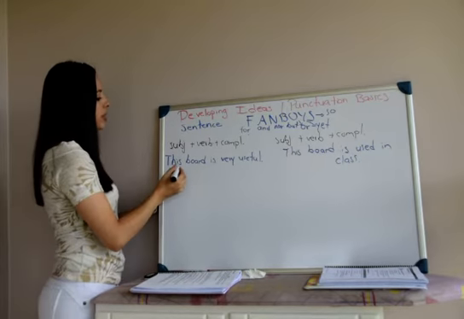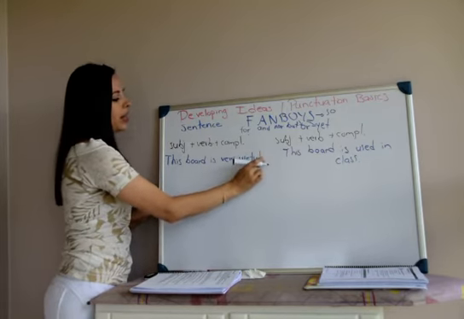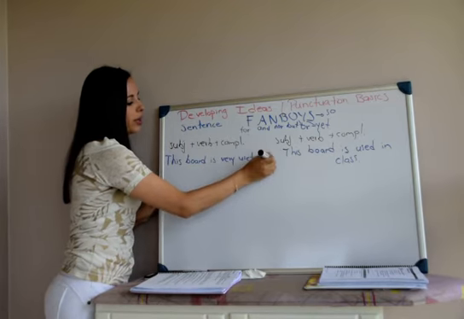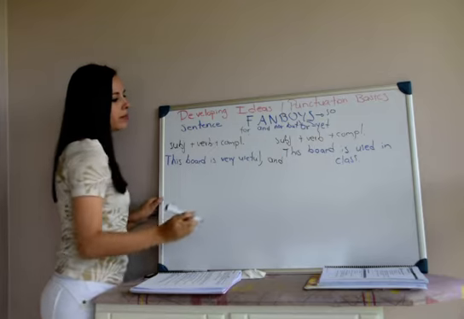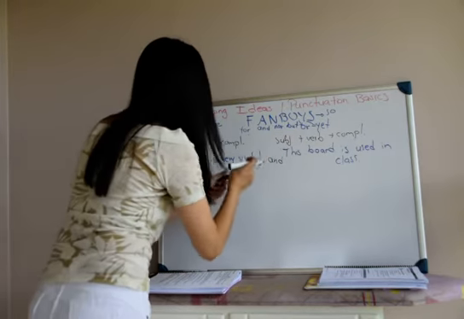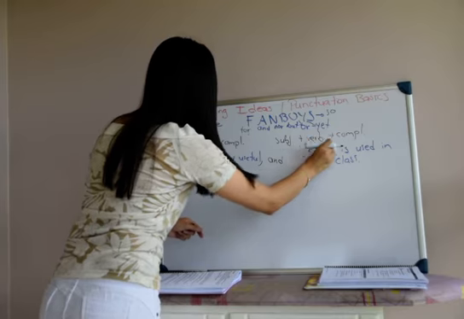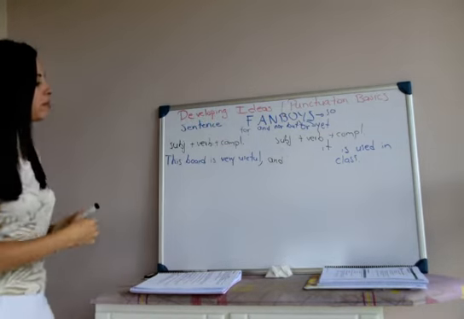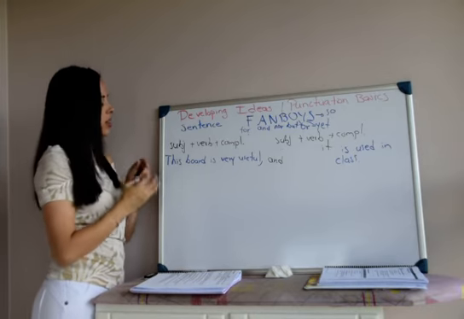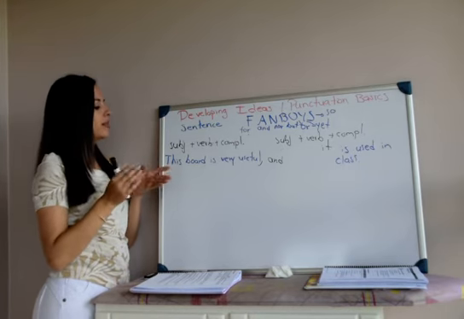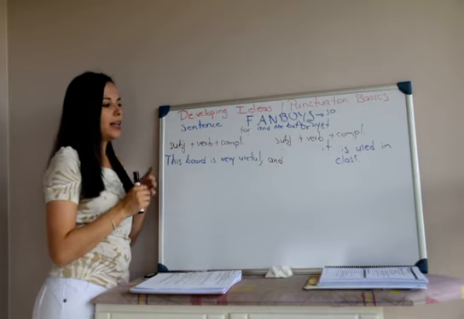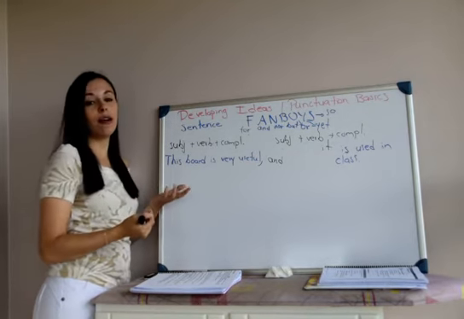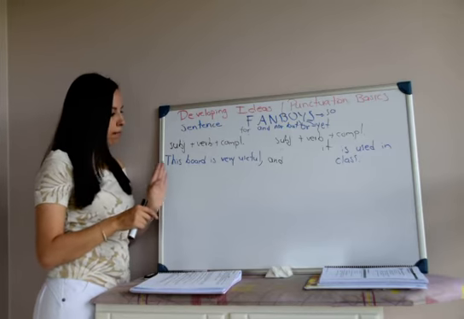So what we can do is to write, instead of the period, we write a comma. We use a coordinating conjunction and we change this to avoid repetition, for "it." Why "it"? Because it's an object, one object. So we have only one sentence. This word is very useful and it is used in class. That's only one complete sentence. Actually, it is a compound sentence.